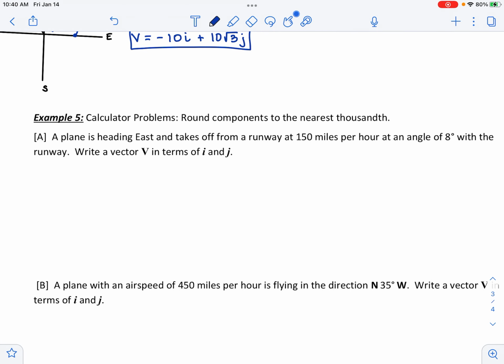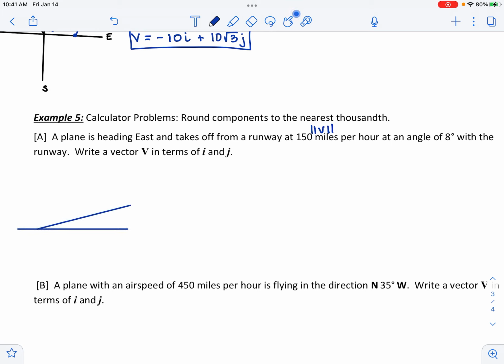Okay, example 5 is a calculator problem, 5A and 5B. Round components to the nearest thousandth. So we're going to need our calculator for this, which is not a big deal. A plane is heading east and takes off from a runway at 150 miles per hour, magnitude, at an angle of 8 degrees with the runway. Write vector v in terms of i and j.